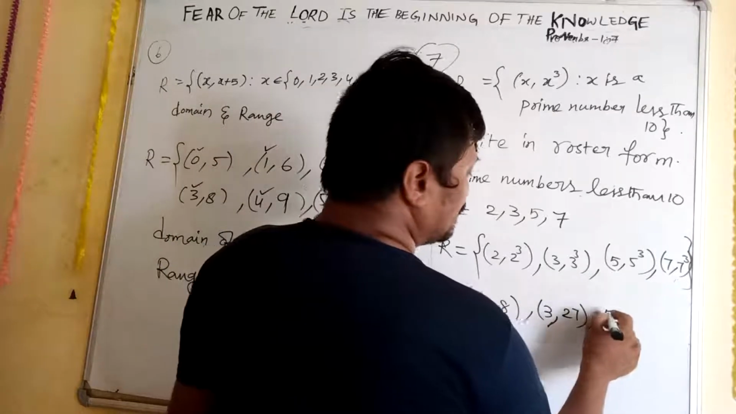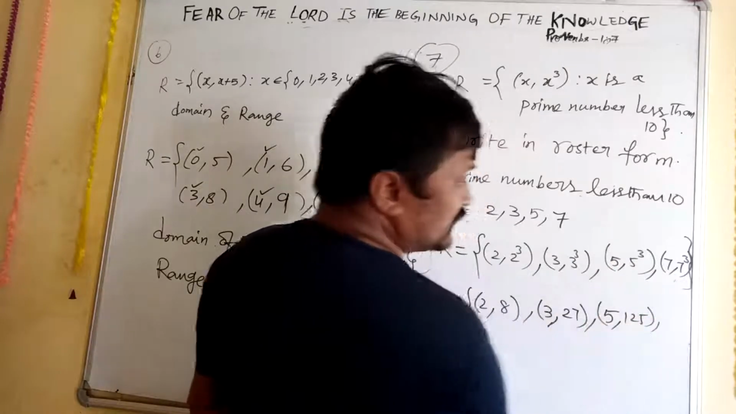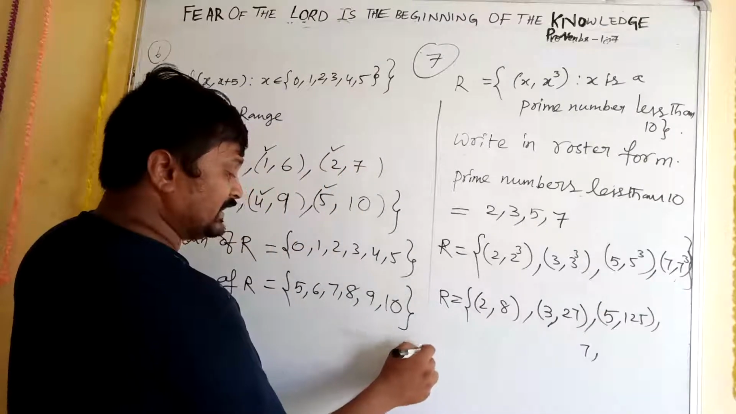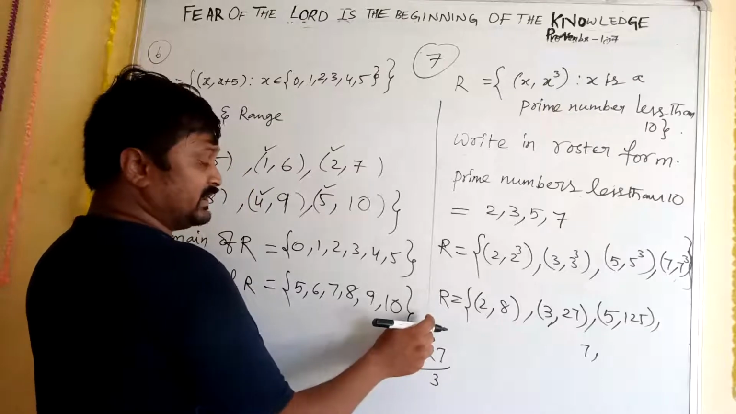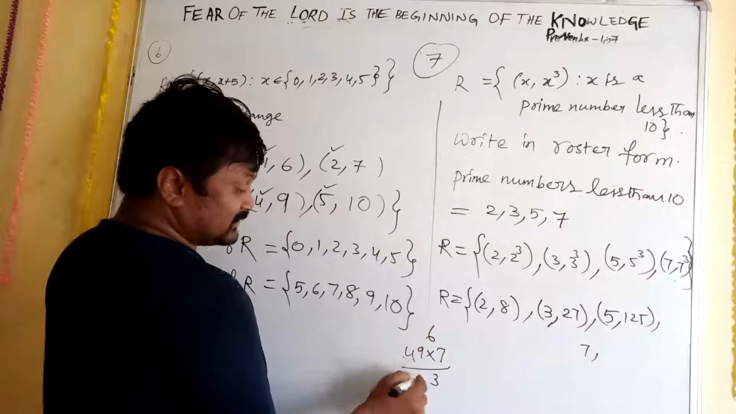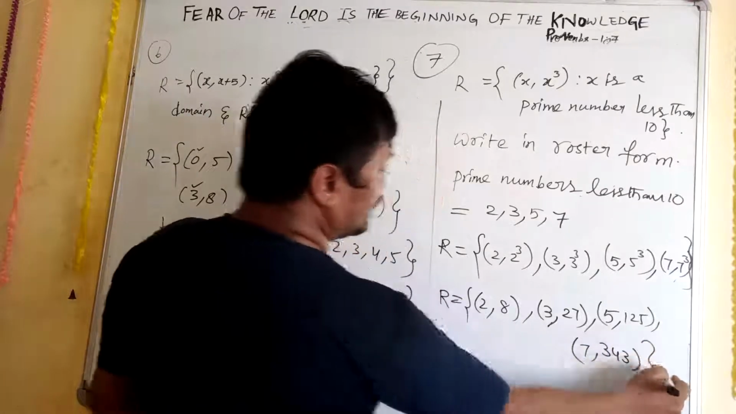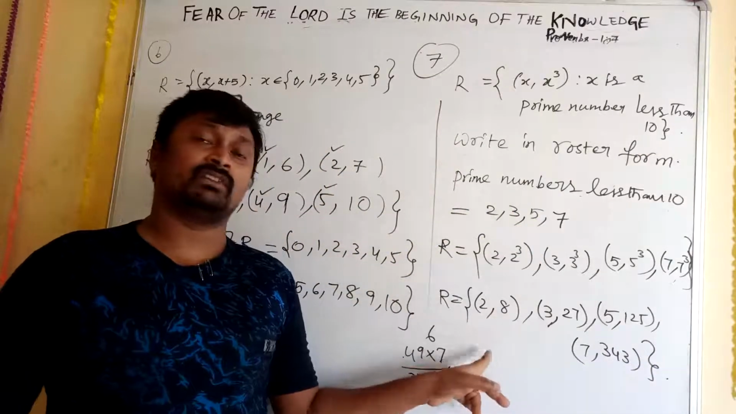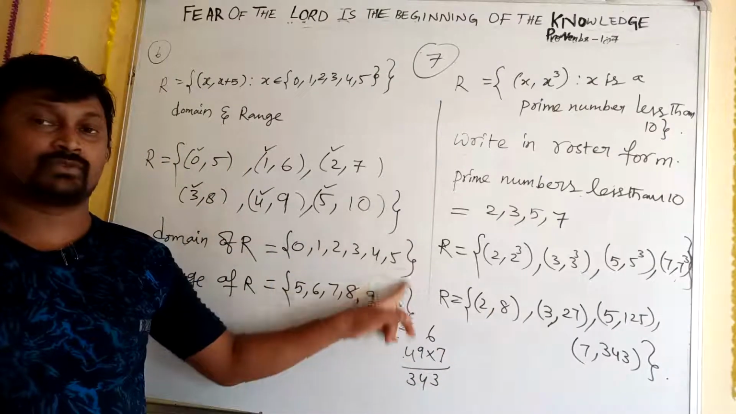Next, 5 comma 5 is 25, 25 into 5 is 125. Next, the 7 table: 7 comma 7 is 49, 49 into 7, 7 9s are 63, 7 4s are 28, 28 plus 6, so 343. So this is your relation. They said you need to find the relation R, so we found only relation R. Clear? I hope you all understood this.